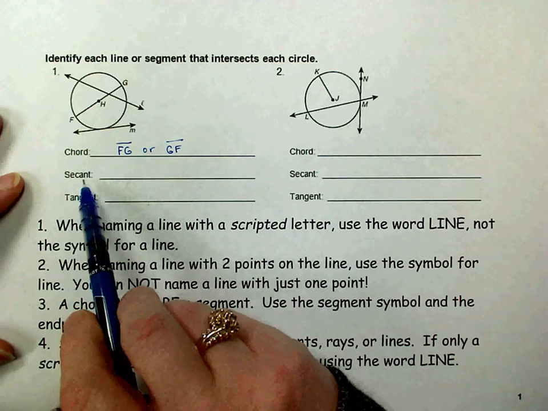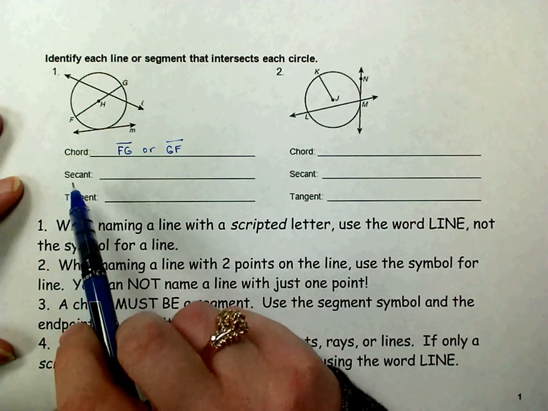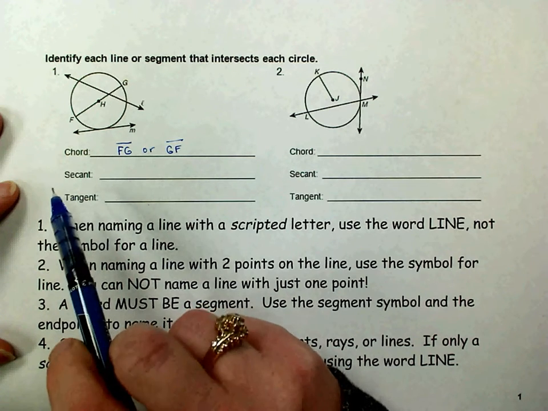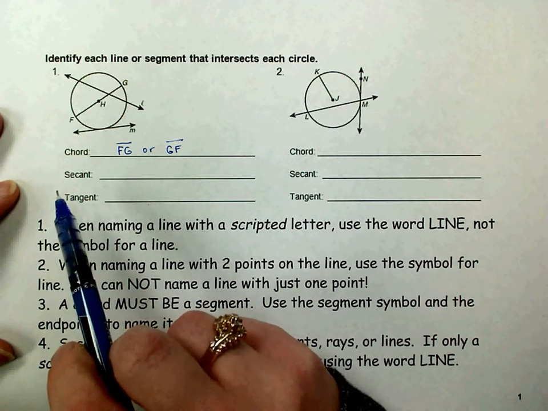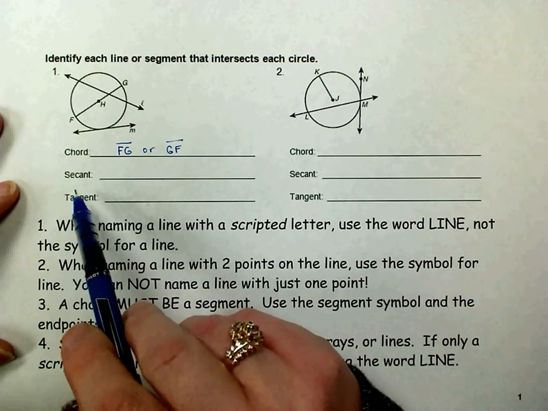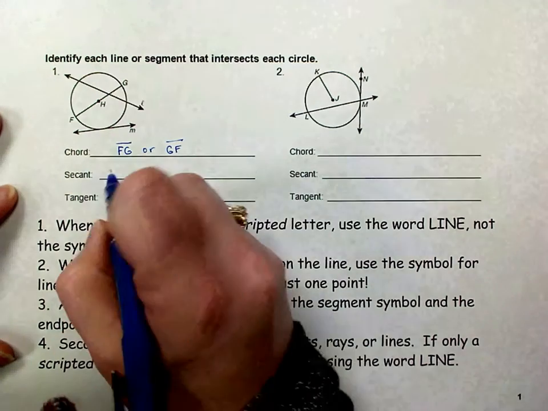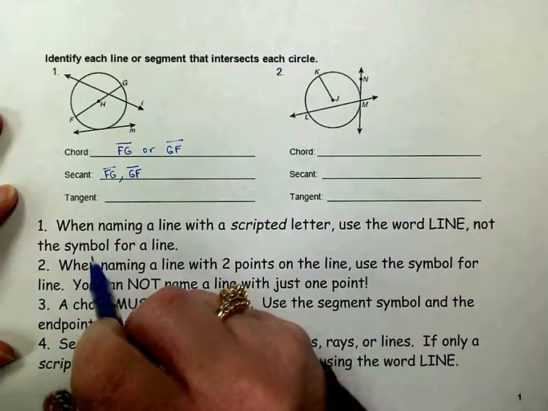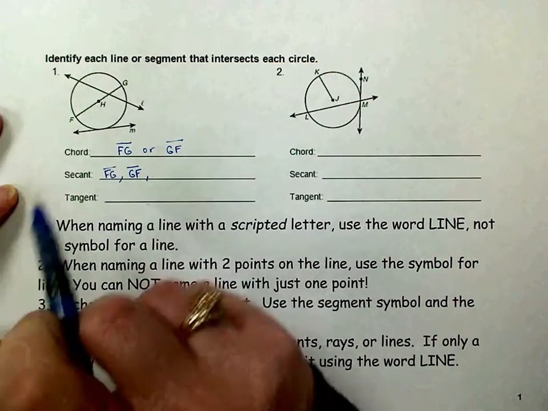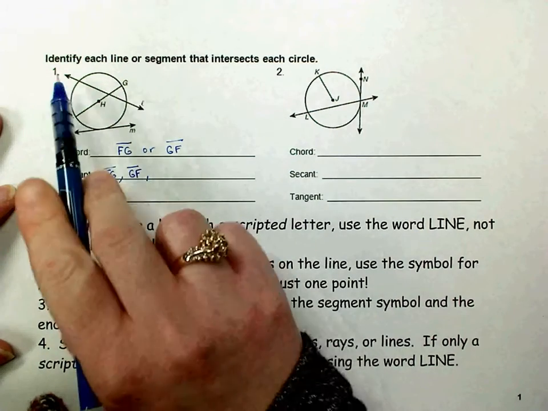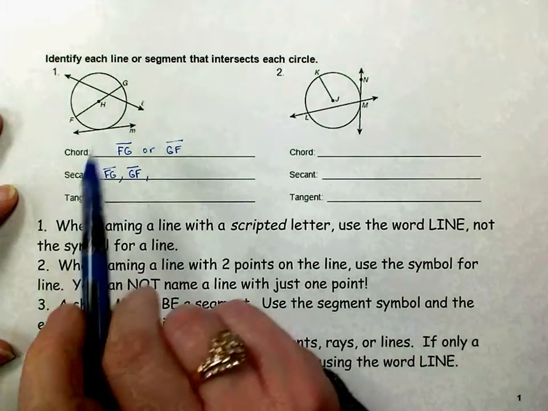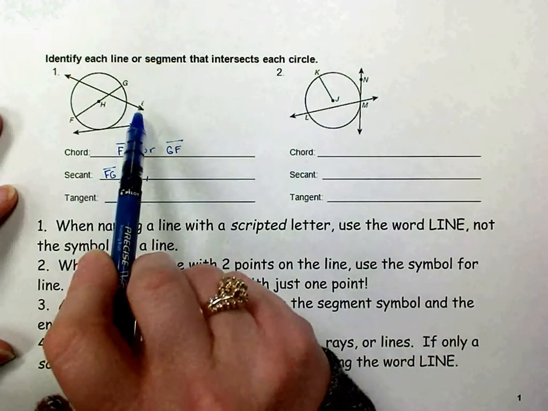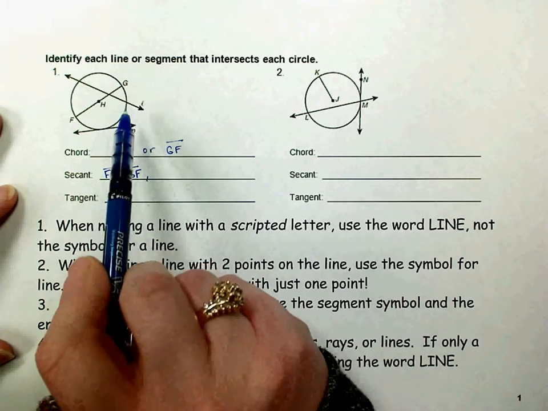On the secant, remember a secant can be a segment, it could be a ray, it can be a line. It just has to contain 2 points on the circle. So the chord could also be a secant. You could have segment FG, or segment GF for your answer here too. But you have another secant as well, and that's this line here that goes through the circle in these 2 points. We're not given points on this line, so we have to name it by its scripted letter there, and I'm not sure if you can tell what that is, but it's a cursive L.